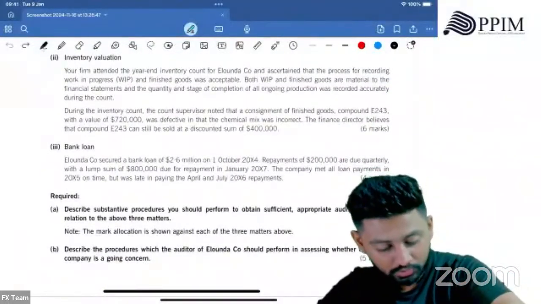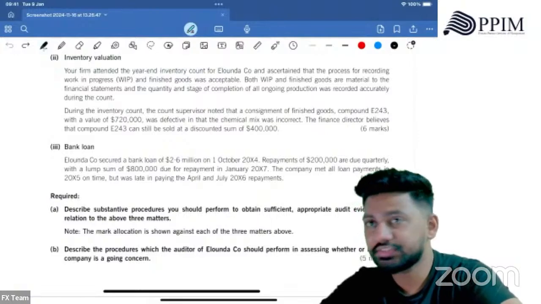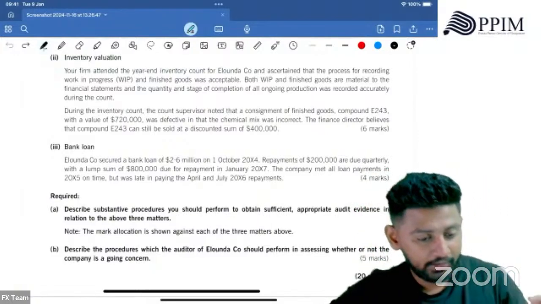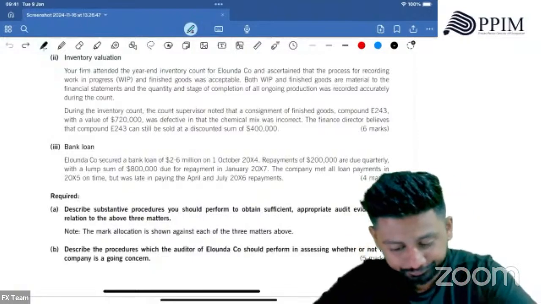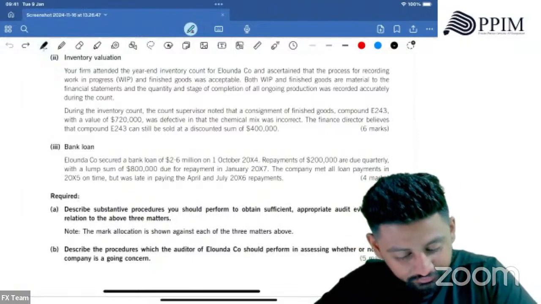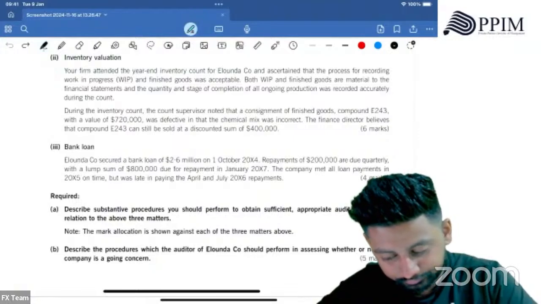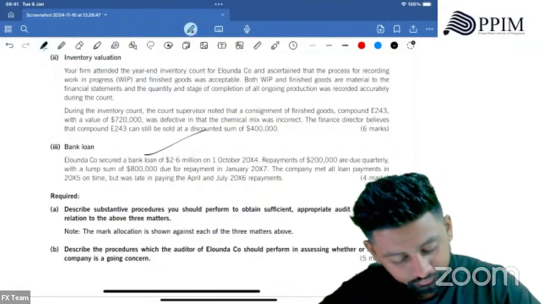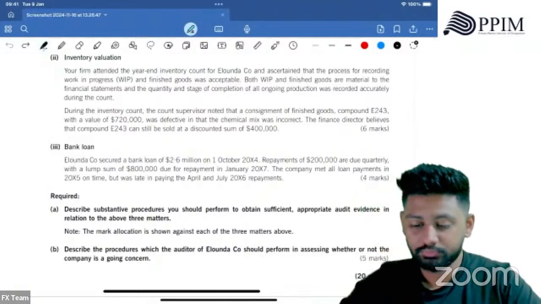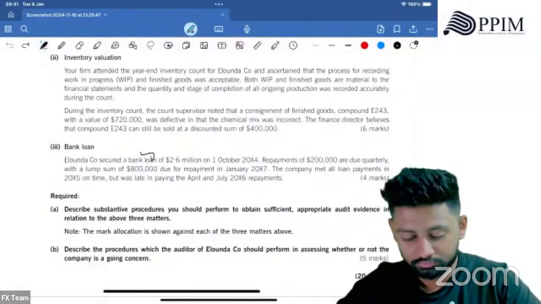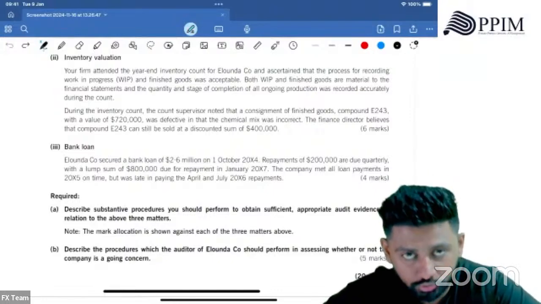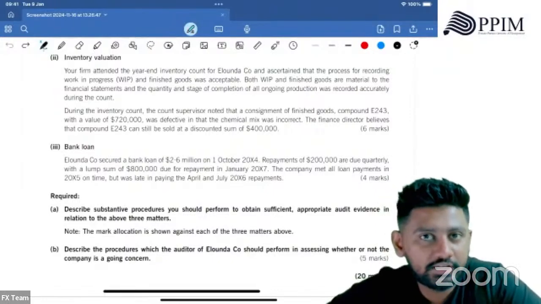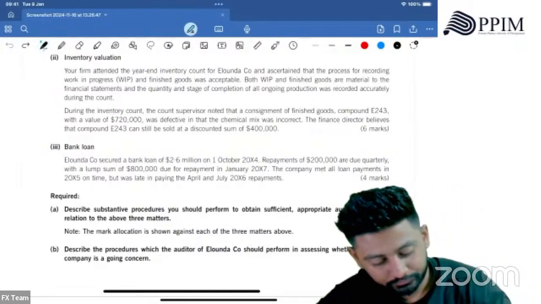Right. We were talking about substantive procedures the other day, and I also shared some notes of mine with you on substantive testing. I'm sure you would have gone through them. But today we are directly looking at some questions.